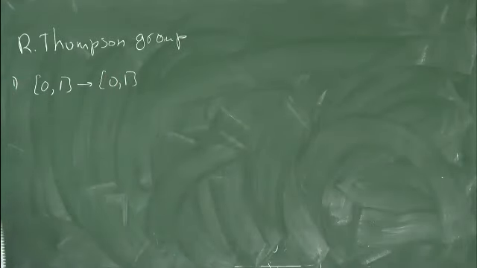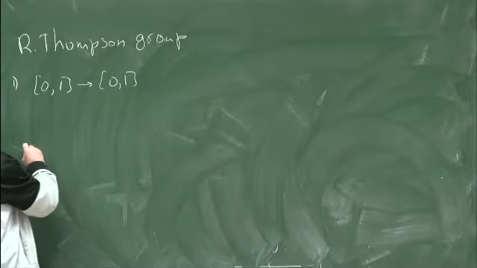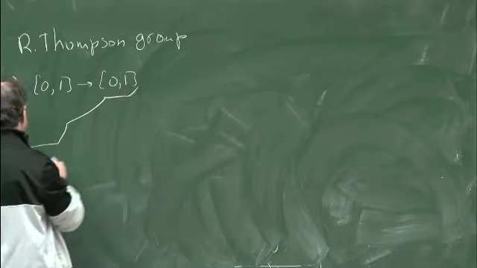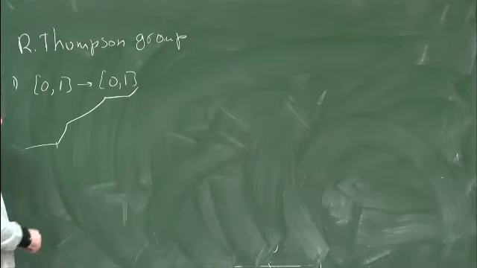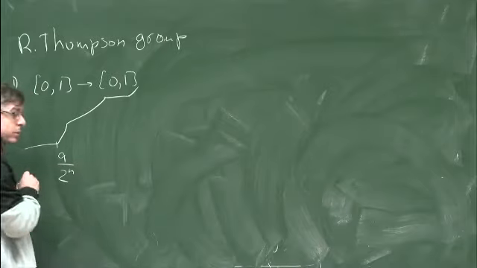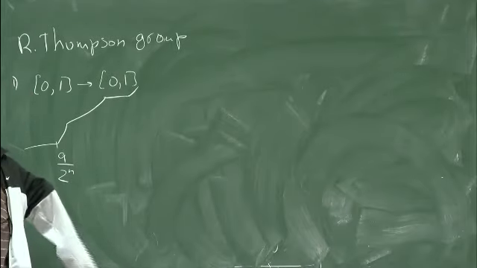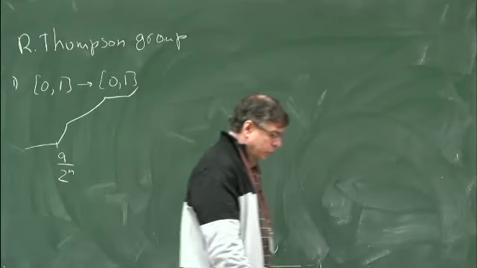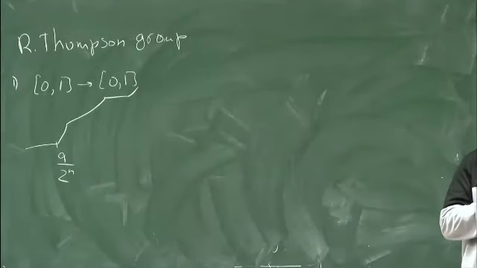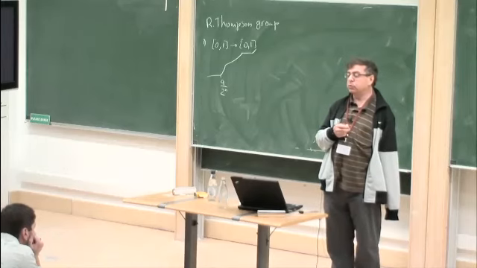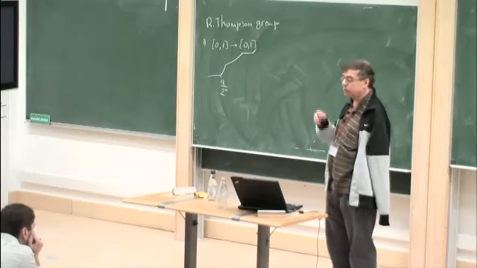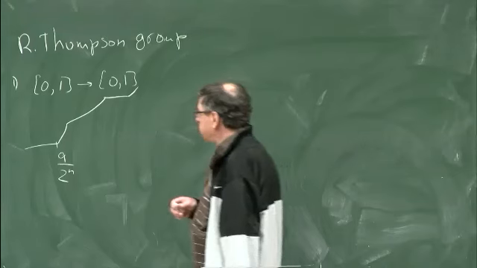So these are homeomorphisms from [0,1] to [0,1], increasing and piecewise linear. The graph looks like this, and all breakpoints occur at dyadic numbers, like a over 2 to the power n, and all slopes are powers of 2. That's a definition of the Thompson group. It turns out that this group is 2-generated. It also has 2 defining relations, and it has many other properties.